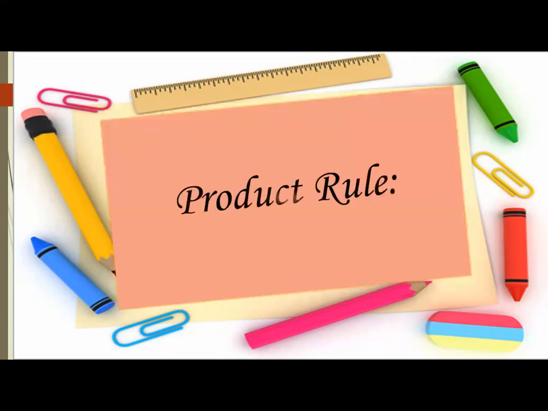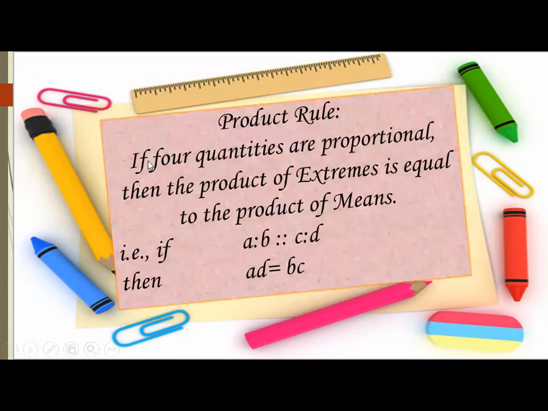So what will be the product rule for these proportionals? The product rule is: if any four quantities are proportional, then the product of the extremes is equal to the product of the means. We have already discussed A ratio B equals C ratio D. If these four quantities are proportional, then the product of extremes, that means AD, is always equal to the product of the means, that is BC.